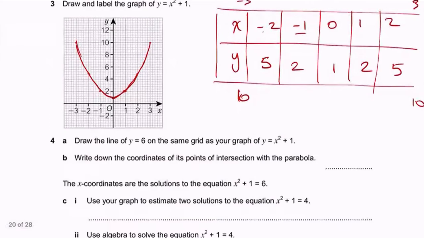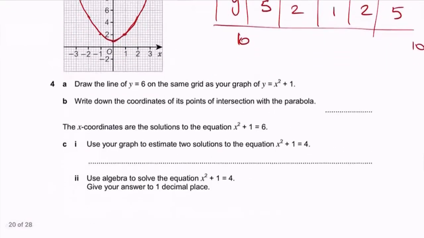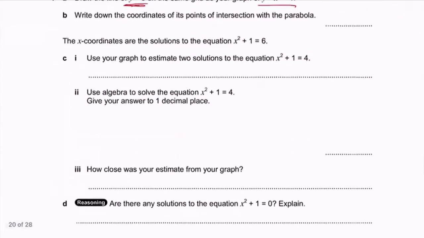Number 4. Draw the line y equals 6 on the same grid as this one. y equals 6 means what? If you have a line which is y equals 6, what is the shape of this line? What is the orientation of this line? Where is mx? Positive? Not positive only.